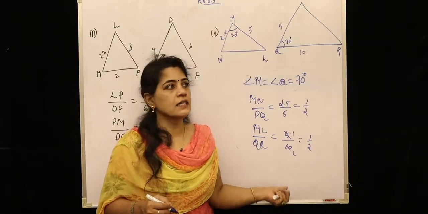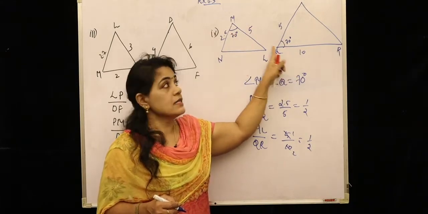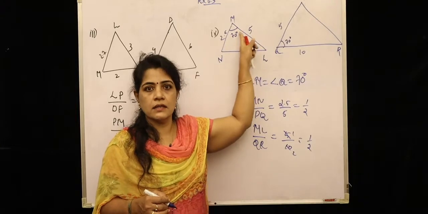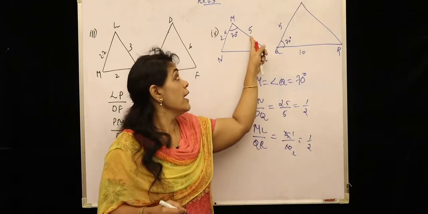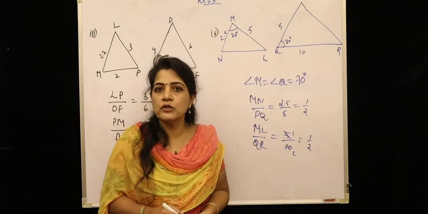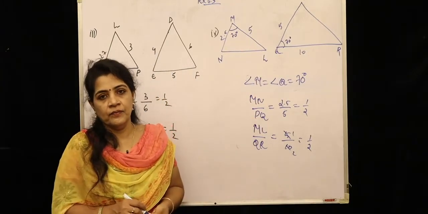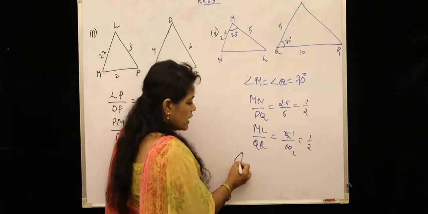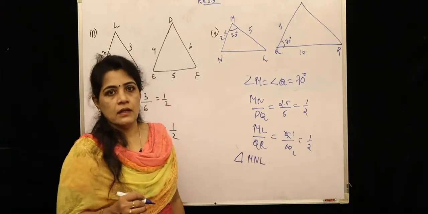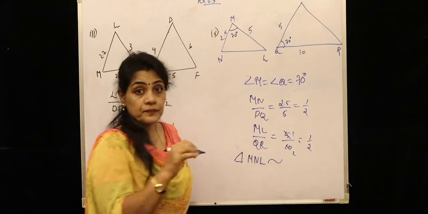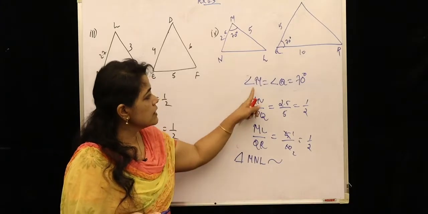Here we have seen that angle M and angle Q, as well as the sides including these angles, are in the same proportion. The sides including angle M and angle Q are in the same proportion, which means these two triangles are similar under SAS criterion. But when you are writing the symbolic form, I am taking M, N, L as fixed, and we have to write the corresponding angles as well as the sides in their correct positions. Here we have seen that M and Q.